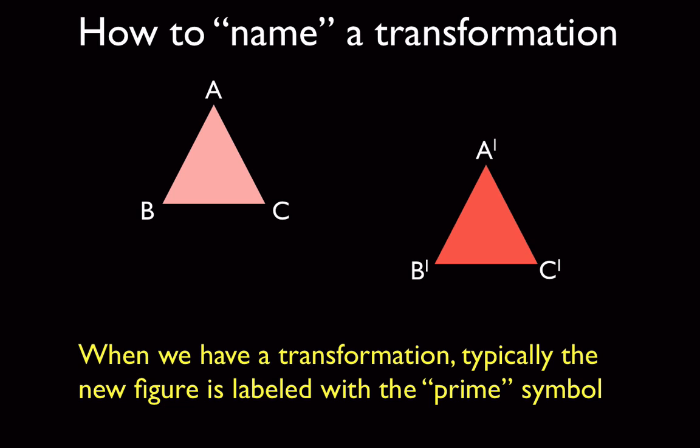So like that. If I had a second transformation, another one done from the original, I might use two tally marks, like A double prime, A triple prime for 3, etc. And so you just put extra marks on the thing. And what that shows is that's where A went when we transformed it, that's where B went when we transformed it, that's where C went when we transformed it.